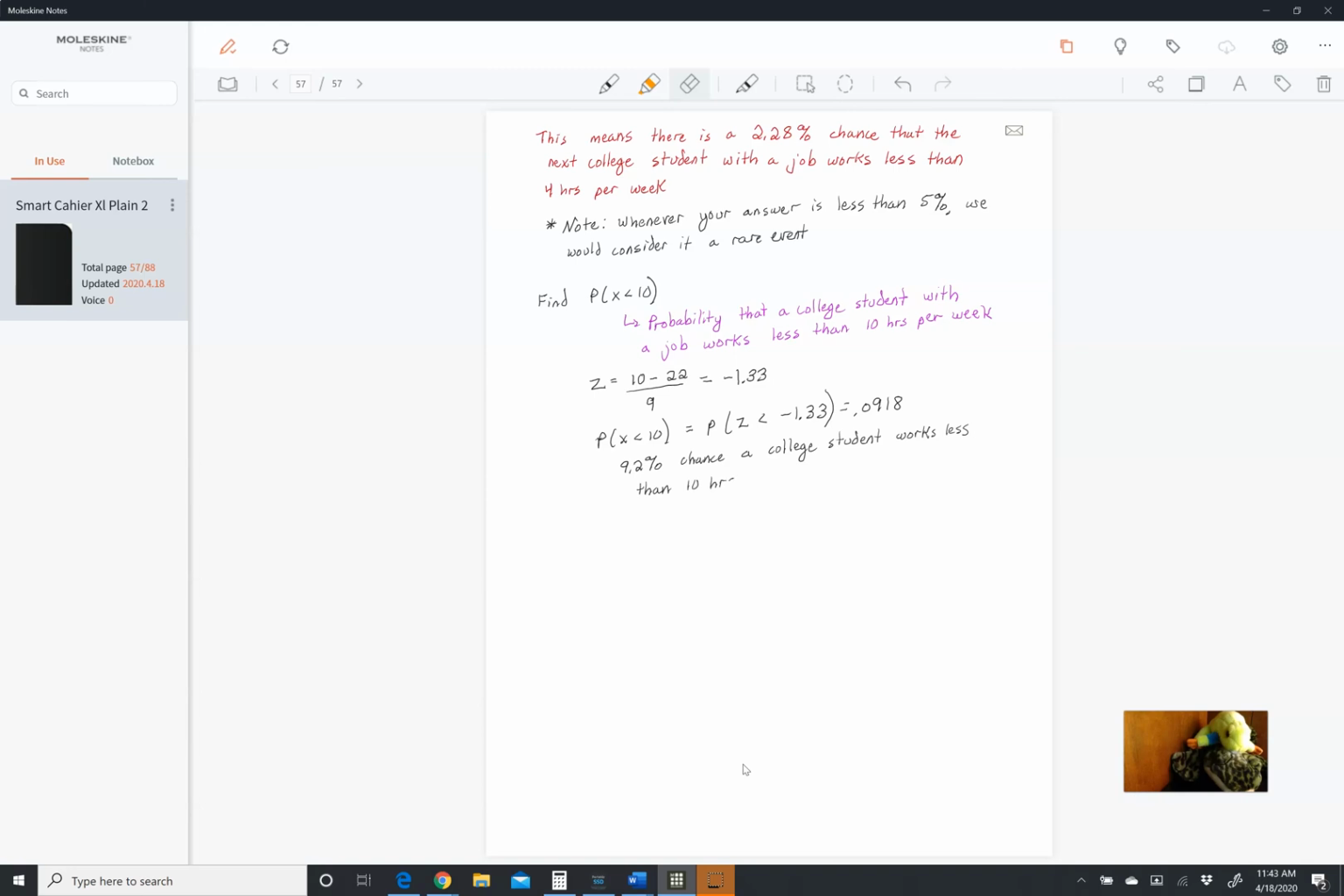One more. Let's find the probability that someone works less than 29 hours per week. So once again, we have to find the z-score. So we're going to do 29 minus 22 over 9. Okay, so what that's doing is it's telling us where on the normal curve we are.